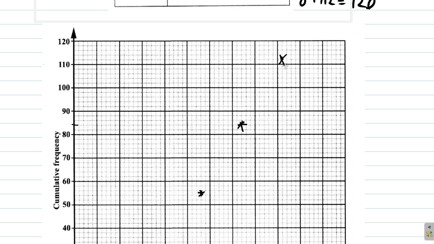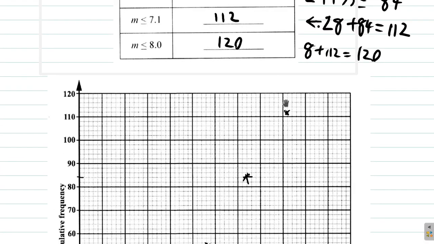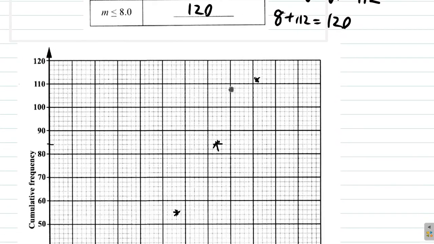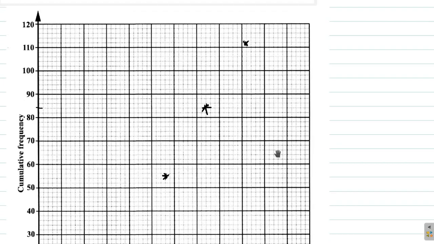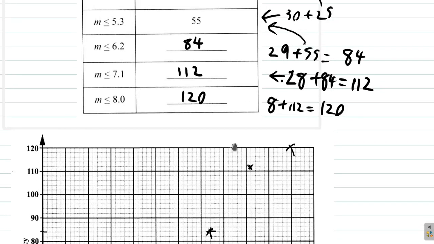Remember, don't use a dot for the point. You can put a dot and a circle around it, or put an X, right? Because a dot is supposed to be so small that you can't see it. But anyway, it's an X. And then 120. Don't put a dot, put an X. So we have our 8 right along this line, and reach 120. So 120 is all the way up here. Okay, good. So that's what we have.